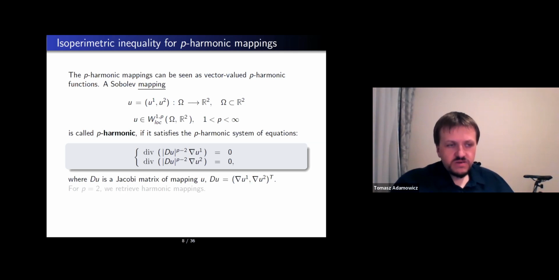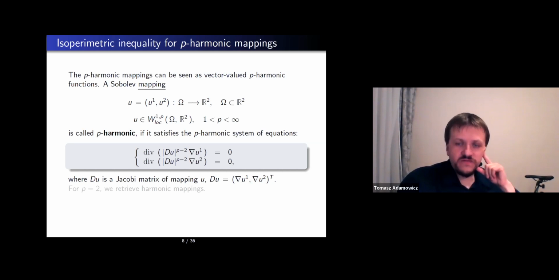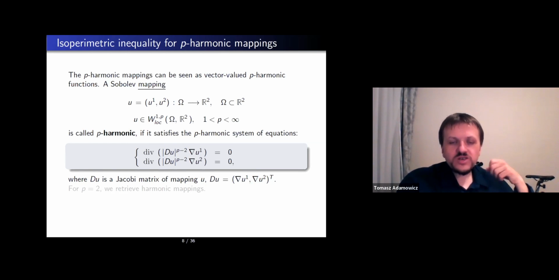And to finish this historical picture of isoperimetric inequalities for PDEs, I would like to very briefly state one more result for component functions of p-harmonic mappings. In order to do this, let me briefly recall what p-harmonic mappings in the plane are. These are Sobolev mappings from an open set in the plane with values in the plane, which satisfy this system of equations, the p-harmonic system, understood in the weak sense.